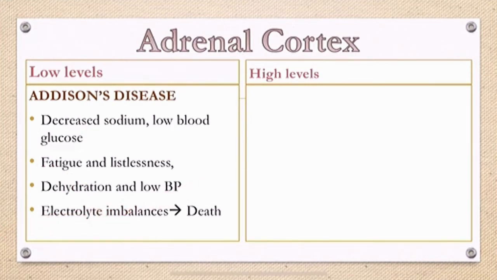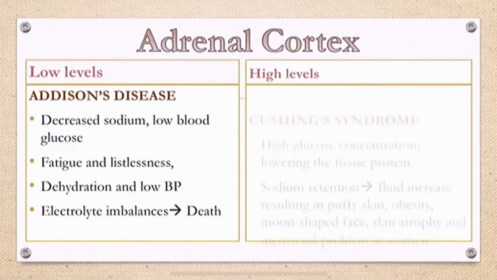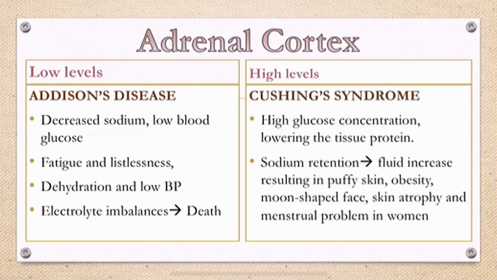Too much secretion from the adrenal cortex can lead to a condition known as Cushing's syndrome. There would be high glucose concentration and lowering tissue protein. Again, there would be increased cortisol levels, leading to increased glucose molecules in the blood. There would be retention of sodium that causes tissue fluid increase, resulting in puffy skin.